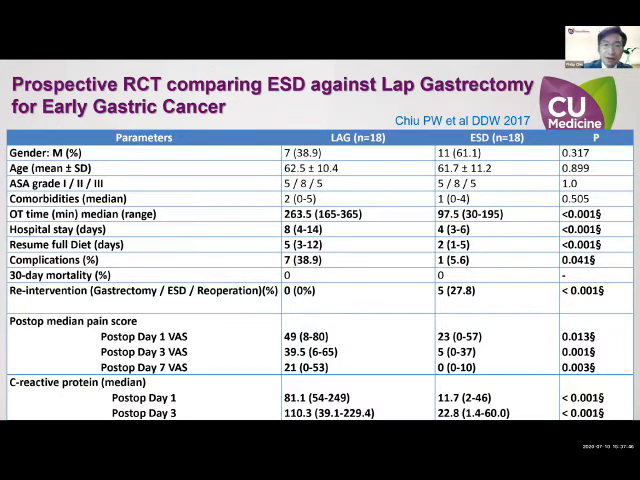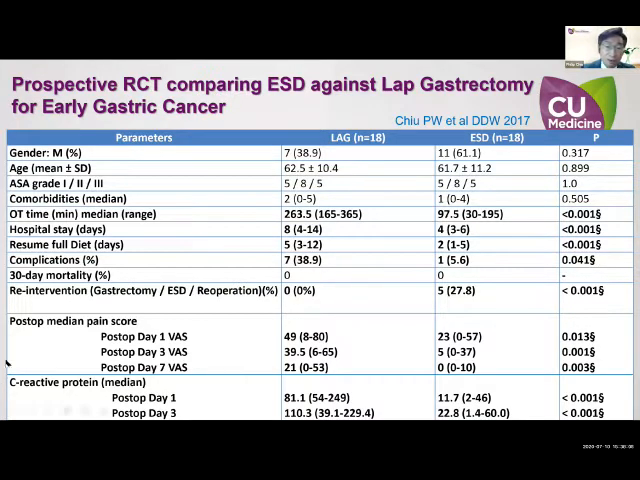So at our unit, we have conducted a randomized controlled trial comparing ESD versus laparoscopic-assisted gastrectomy for treatment of early gastric cancer. The results show that ESD can achieve a shorter operative time, shorter hospital stay, and earlier return of GI function, and the complication rate is also lower for ESD.